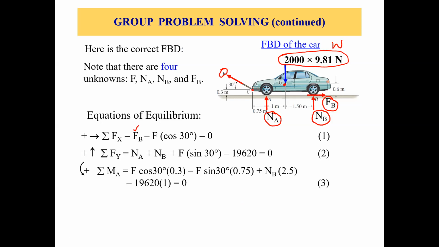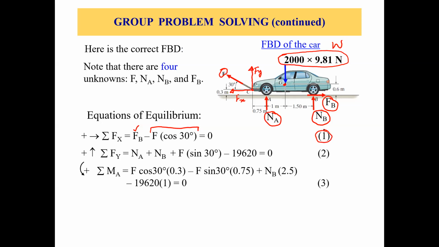This is Fy. This is Fx, right? So we have this Fx, the x component of the force F, in the negative x direction. That's why we have this negative F cosine of 30. So this is our equation for sigma Fx: FB minus F times cosine of 30 equals 0. Let's call it equation 1.